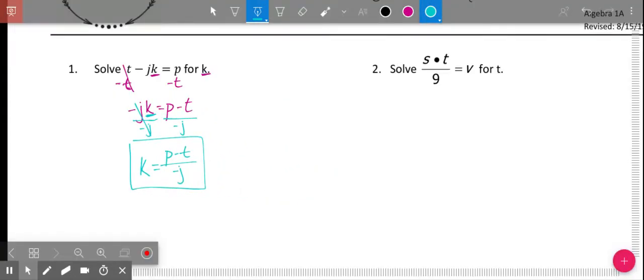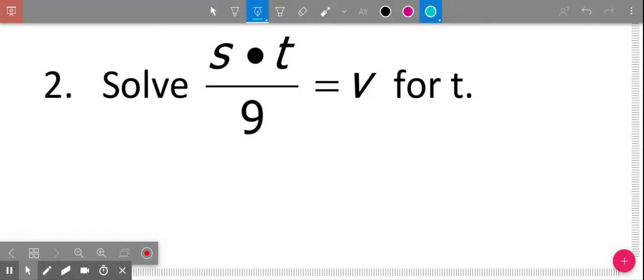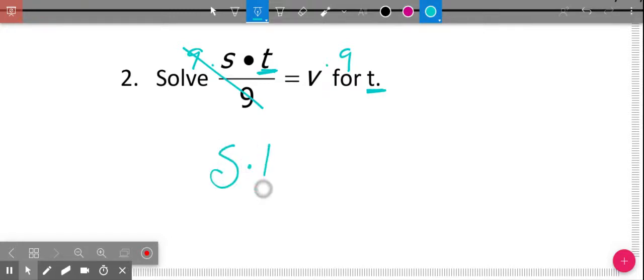For the second one, it says solve s times t divided by 9 equals v for t. Remember, if you think I'm going too fast or you have a question, hit pause, make sure you're asking. So for this, I need to get the t all by itself. The t is the important variable here. In order to do that, the first thing I need to get rid of is this 9. We're dividing by the 9. So to get rid of division, we have to do the inverse, which is multiplication. So we're going to multiply both sides by 9. When we do that, the 9's cancel. So I'll have s times t is equal to v times 9. I'm just multiplying, so I can write that as 9v.